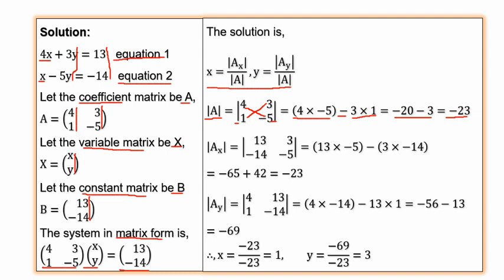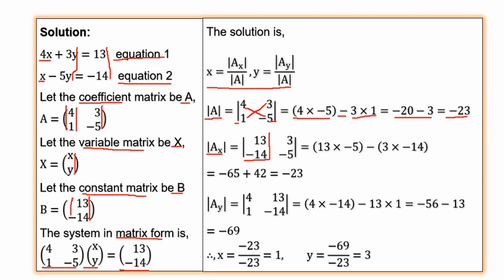Next is the determinant of A sub x. What happens is that in the coefficient matrix, the x column is 4, 1. So you replace 4, 1 with the constant matrix 13, minus 14. So we've replaced the x column with the constant matrix 13 and minus 14 in order to find the determinant of A sub x.